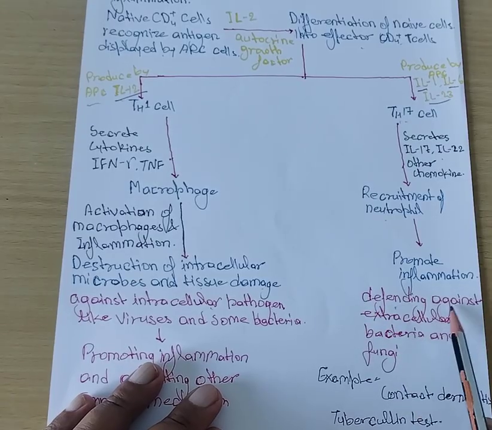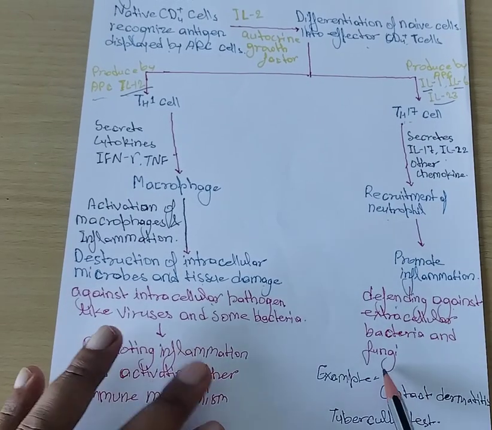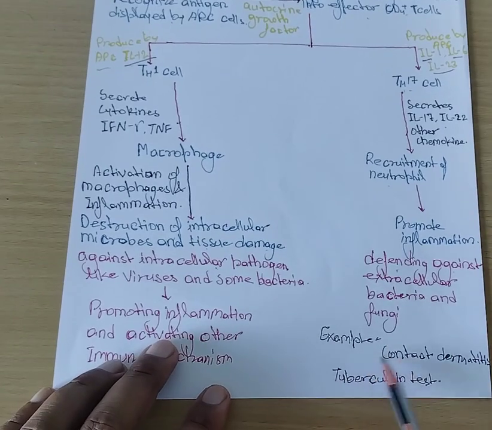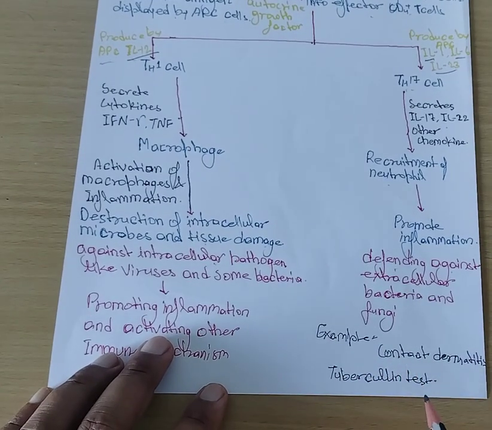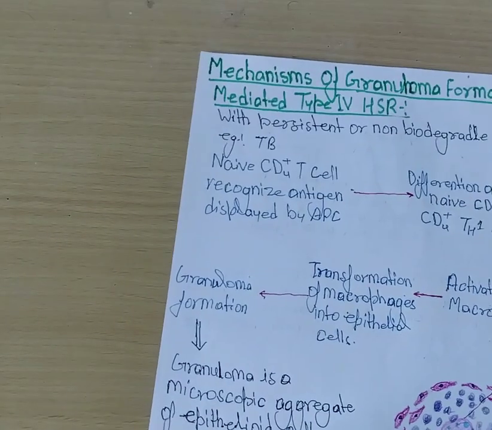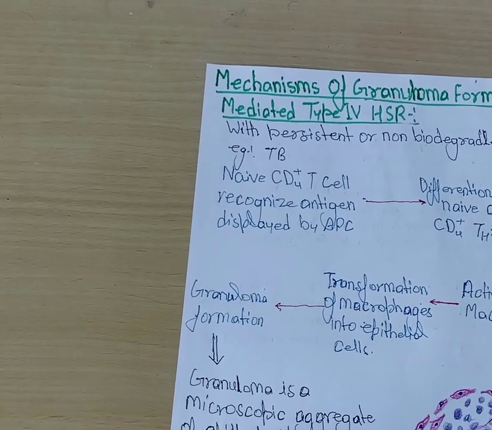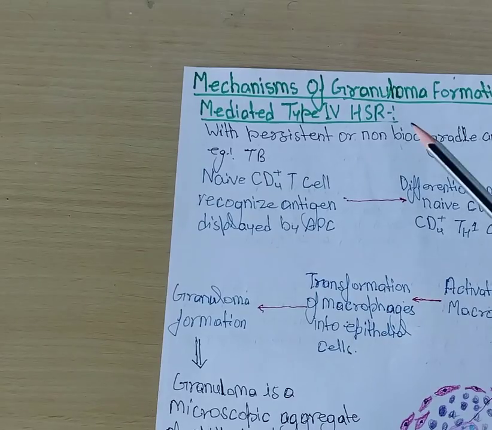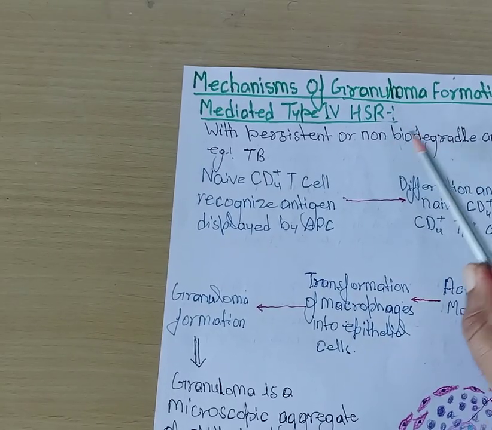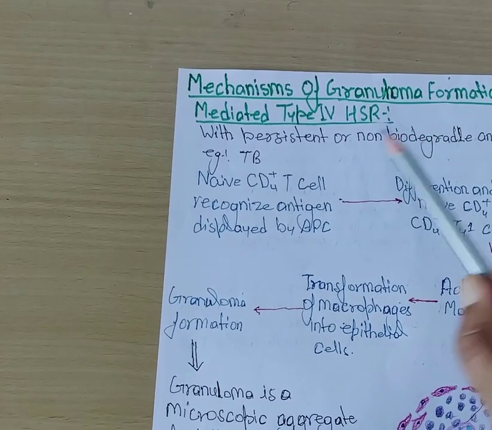This response is produced against extracellular bacteria and fungi. Example: contact dermatitis and tuberculin test. This is a type of cell-mediated inflammation.